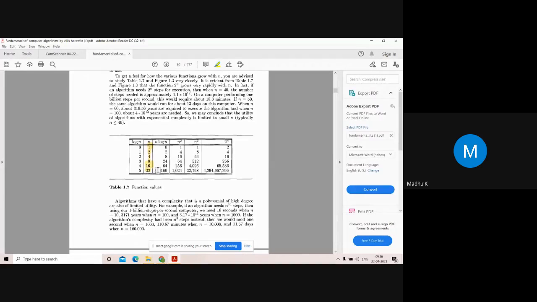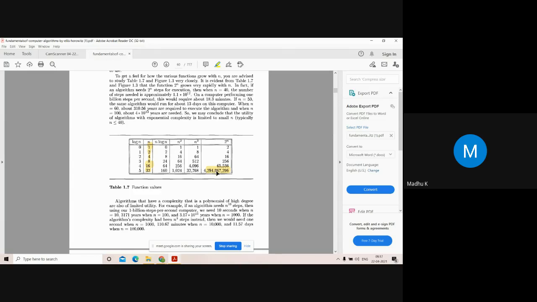When n is equal to 32, an n log n algorithm takes 160 steps to execute. When n is equal to 32, an n square algorithm will take 1024 steps to execute. An n cube algorithm will take 32,768 steps. Similarly, when n is equal to 32, a 2 raised to n algorithm takes this amount of steps. You can note this.